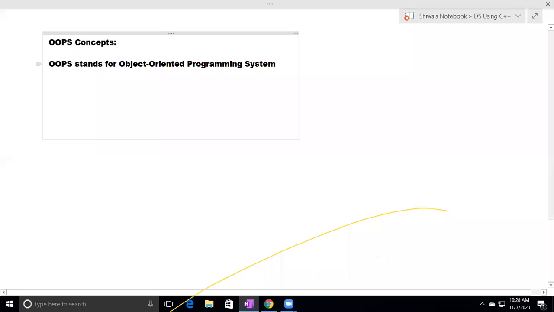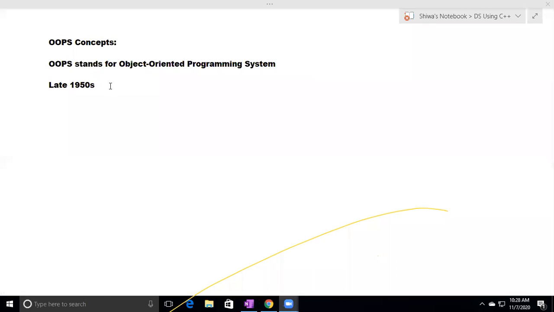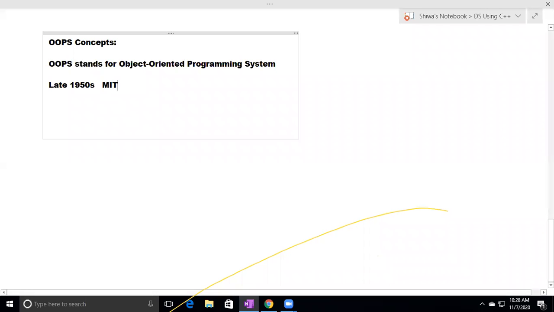Actually, these OOPS concepts were introduced in the late 1950s. They were introduced by MIT, a private university. MIT stands for Massachusetts Institute of Technology.